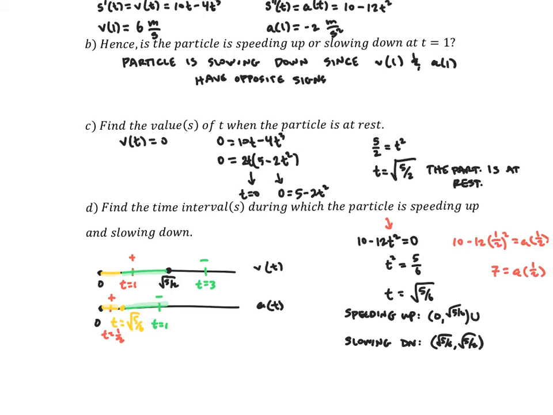But there is another portion that's speeding up. We can see that both the acceleration and the velocity are positive after the square root of 5/2. Oops, I don't want highlighter. Let's go back to pen. Good. Square root of 5/2 to infinity. Okay, awesome. Let's look at another example.